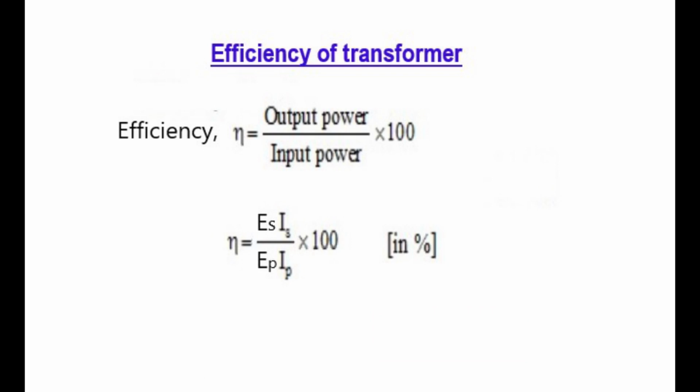Efficiency of a transformer eta is equal to output power divided by input power into 100. So it will be eta equal to ES IS divided by EP IP into 100 percentage. We saw the equation for efficiency of a transformer. But all the input energy will not be transferred from the primary to secondary as electrical energy. Therefore, power output will not be exactly equal to power input.